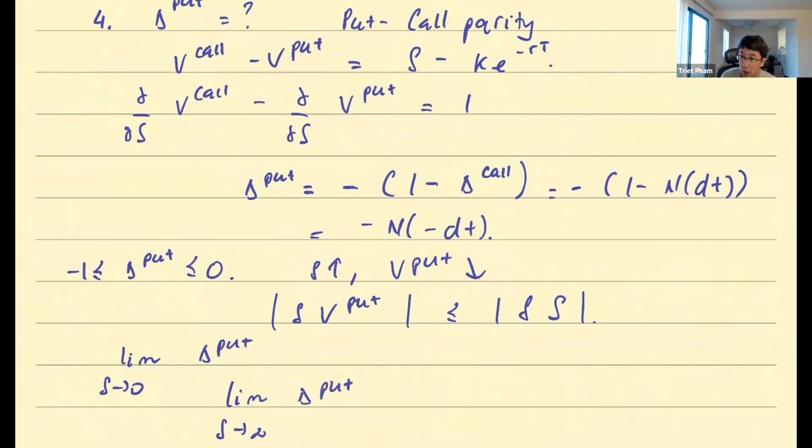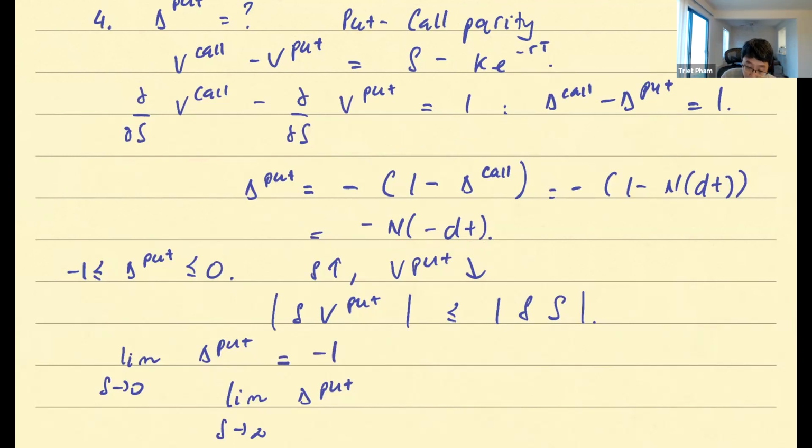Well, how do you see this most easily? You could analyze this expression, but I'm a bit lazy, and do what we did before, or you can just rely on this. This equation says it all. This says delta call minus delta put is equal to 1. So remember, as s goes to 0, delta call is 0. So that means delta put must be minus 1.